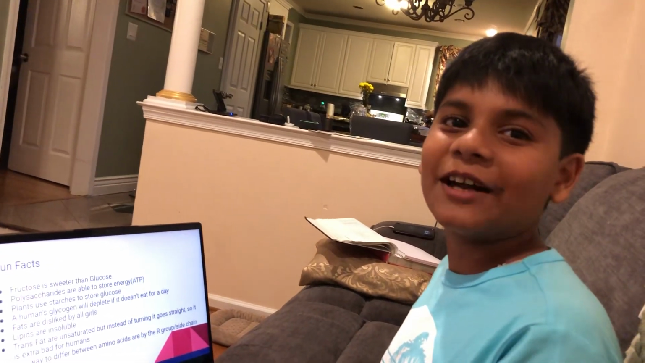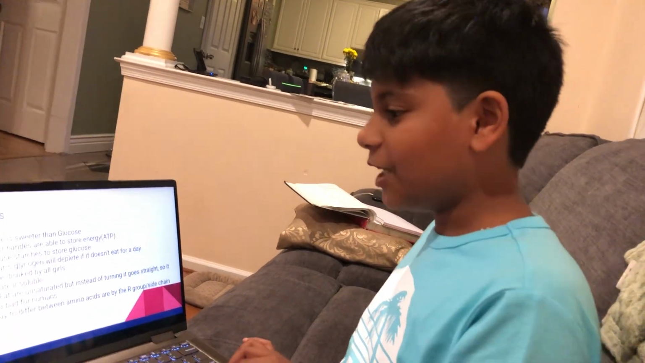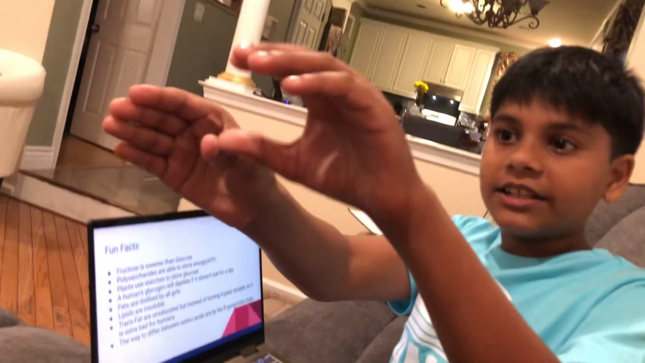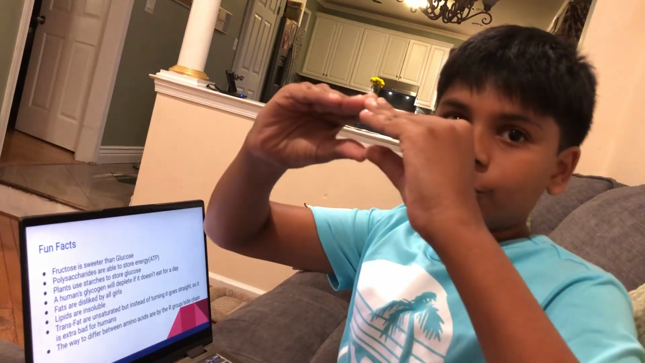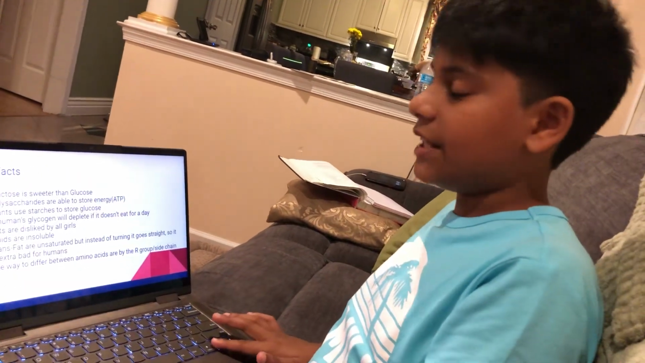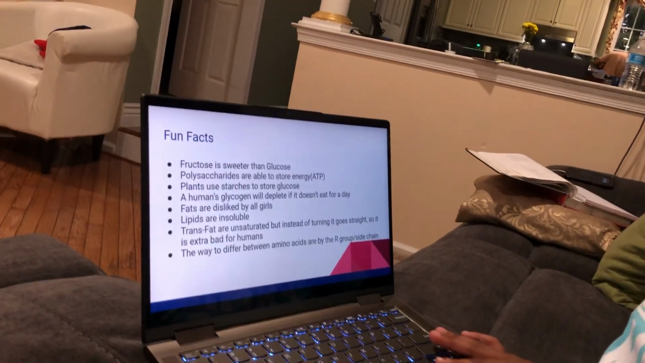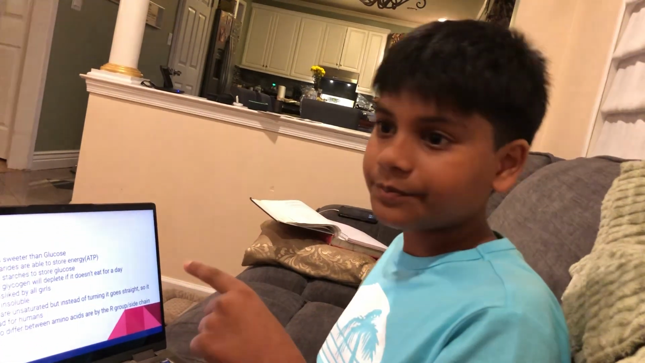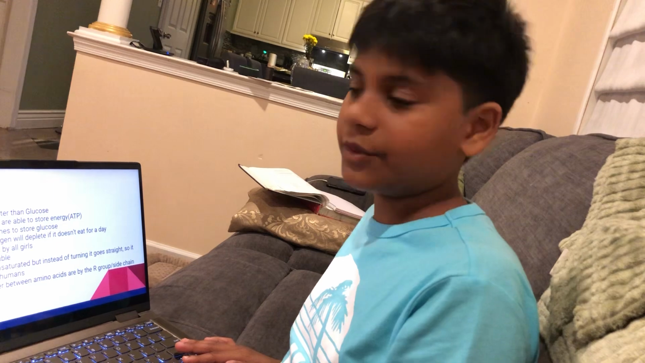Fats are disliked by all girls. Lipids are insoluble. And trans fats are just unsaturated fats, except instead of kinking, like a normal unsaturated fat, it actually just goes straight, so it's super bad for you because of that non-kink. And the only way to differ between amino acids is by the R group, which is a side chain, which gives you 20 different amino acids.